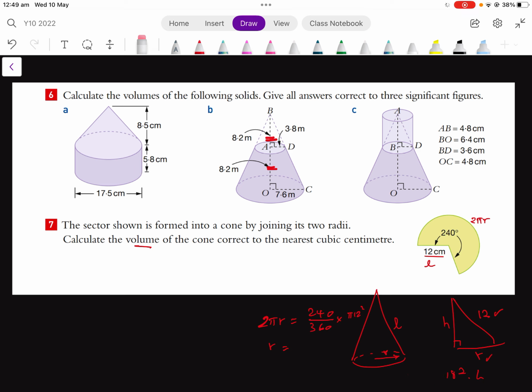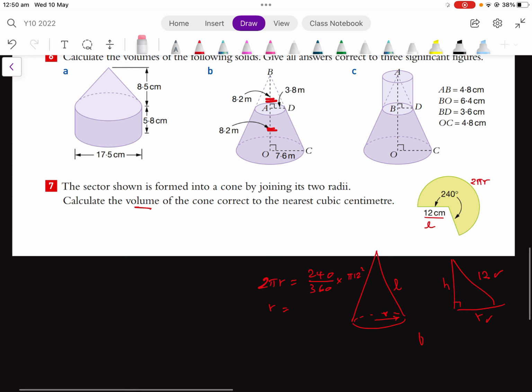Okay, let me write this one again for you. So volume of the cone is 1/3 pi r squared h, where r is calculated from this portion and h will come from this right angle triangle.